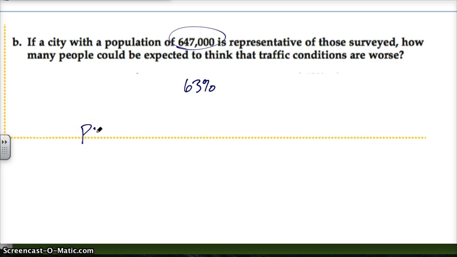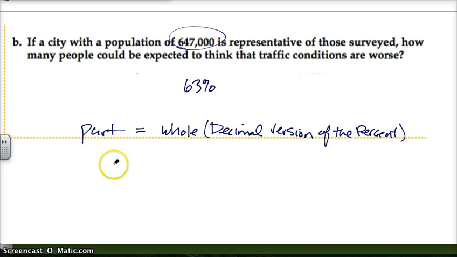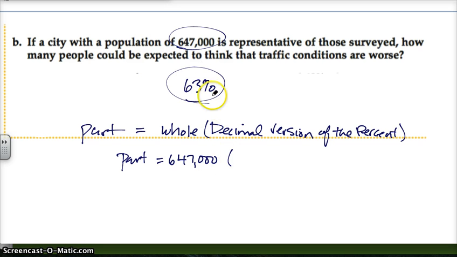So what was our formula again? If you don't remember, you can look at the last problem, or you can just check out what I'm doing here. The part is equal to the whole times the decimal version of the percent. And so continuing on, our part is equal to 647,000 times the decimal version of 63%, which is 0.63. And we can multiply this, and when we do, we get 407,610.